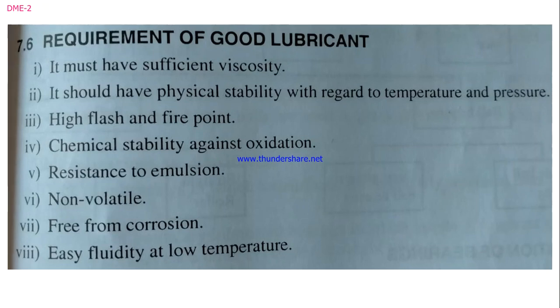Then it should have physical stability with regard to temperature and pressure. That means if your temperature and pressure is increased in the process of operating range, the lubricant itself should not destabilize chemically, or it should not continuously break into droplets. Then it should also have high flash and fire point. We already discussed this. Chemical stability against oxidation. Against oxidation means by reacting with oxygen, it should not form a different chemical composition.